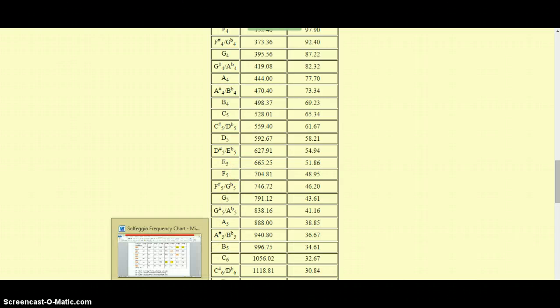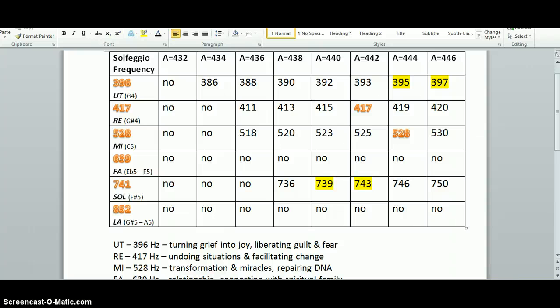So I basically transferred that information onto this form here. So if you look at 432, you're going to notice that none of these pitches fit within the 432 tuning system. Then the same thing in the 434. Now 386 is only 1 cent away, not 1 cent away, it's 10 points or 10 cents away from 396. It's going to be close, and unless your ear is really tuned to it, you're not going to hear it as much. And none of the others fit within the 434 tuning system.